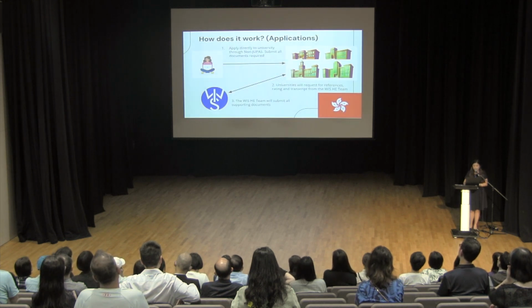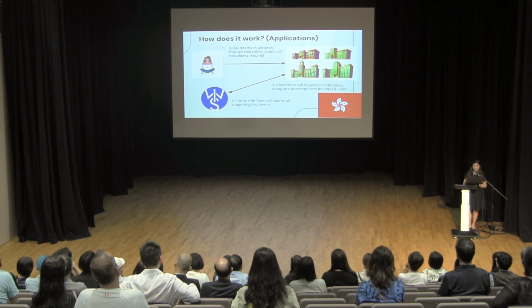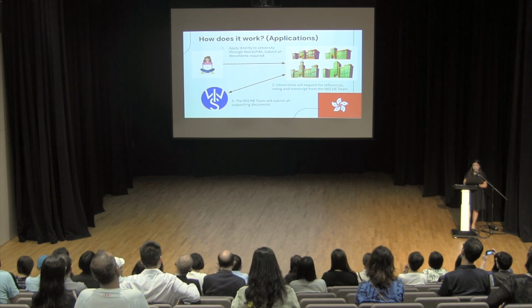So in terms of how the application works, students will apply directly to the university and submit all the documents required. So that includes the Hong Kong ID, GCSE certificates, etc. And they will need to input all the personal details and extracurriculars.